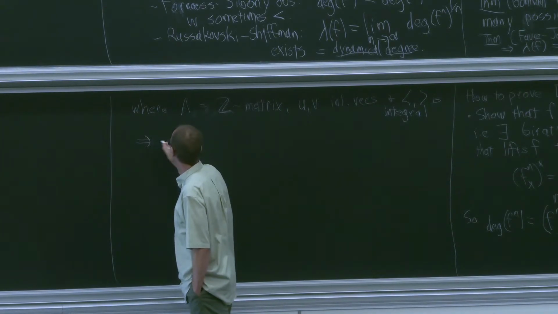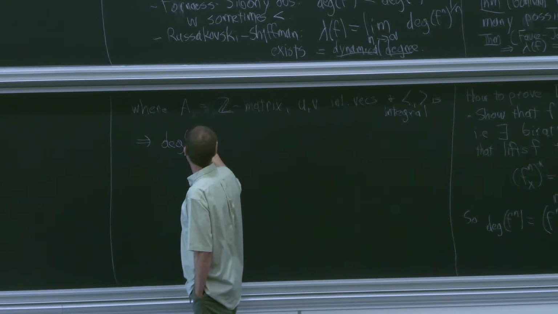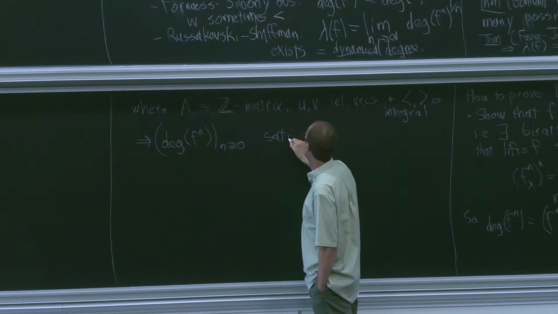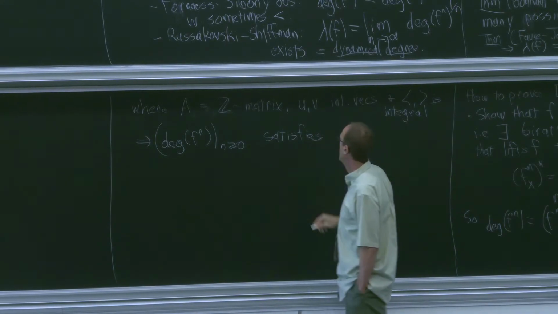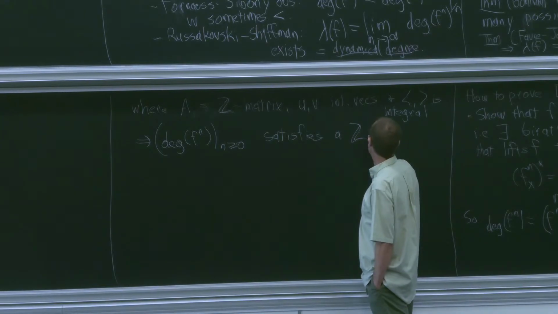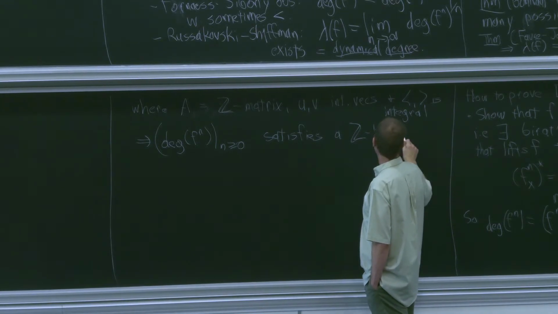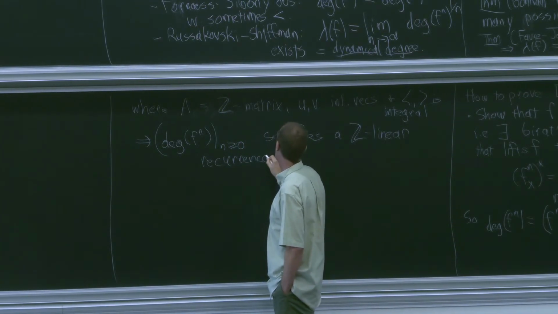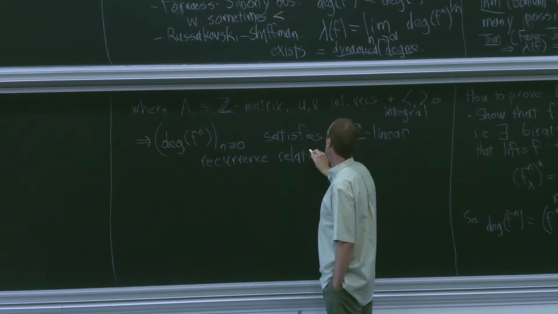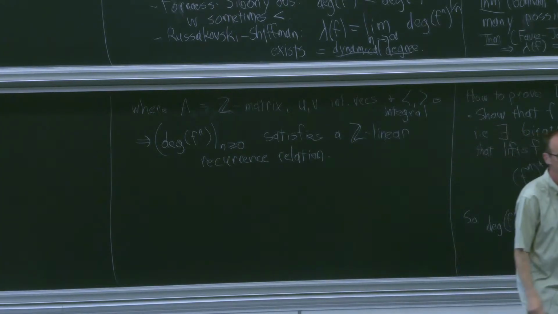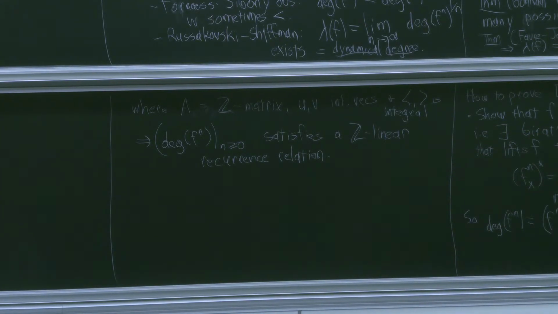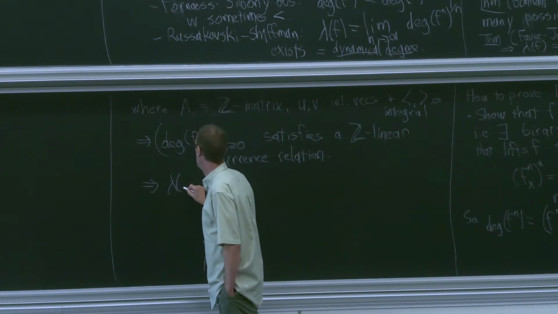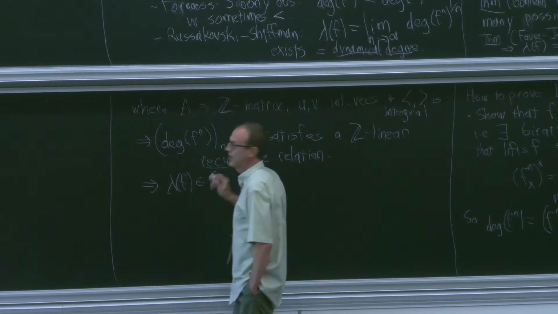So this implies that the degree of f to the n, this sequence, satisfies a linear recurrence relation, all right? This is almost the definition of a linear recurrence relation here. And in particular, lambda of f is in Q bar.